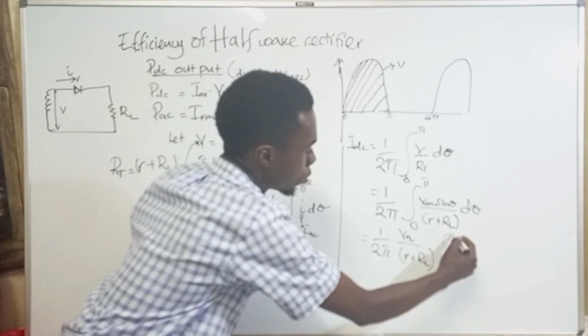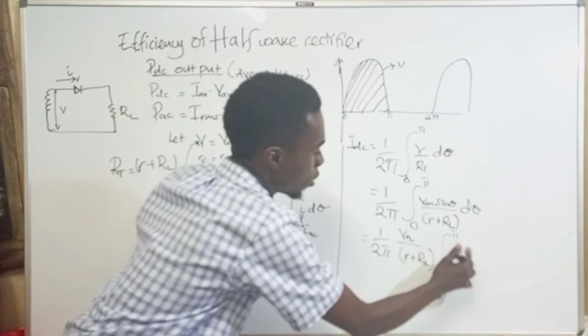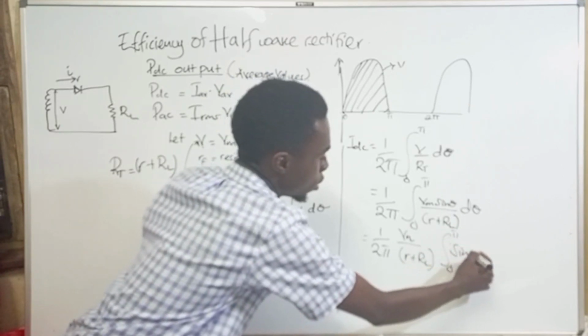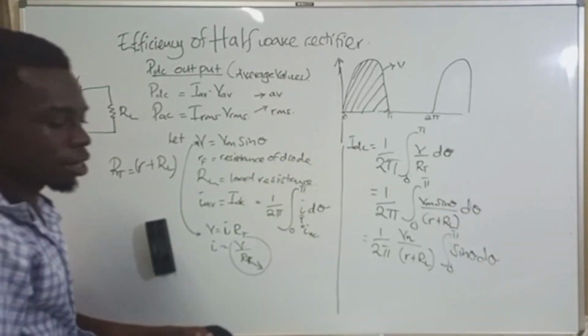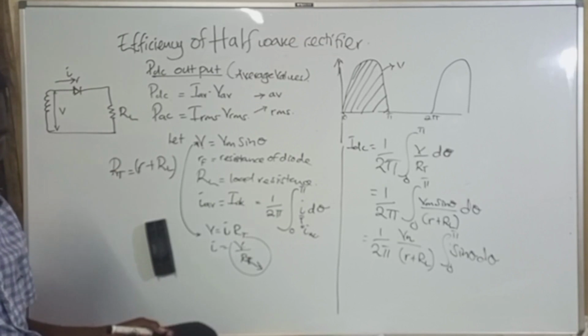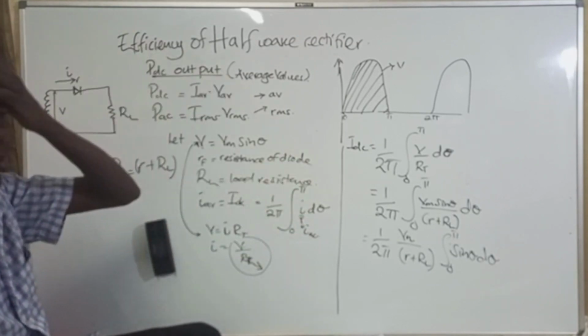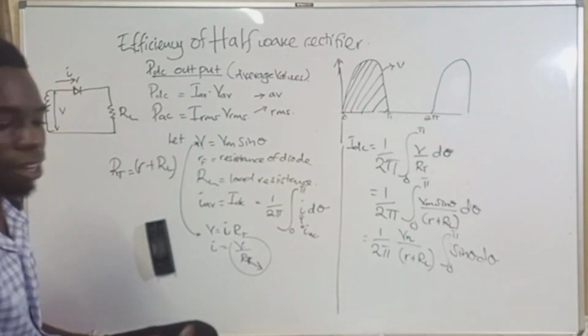The integral from 0 to pi of, actually not Vm now, of sine theta with respect to theta. And clearly, now I can rub off this side. We know that the integral of a sine is what? What is the integral of sine? It's a negative cos, right?